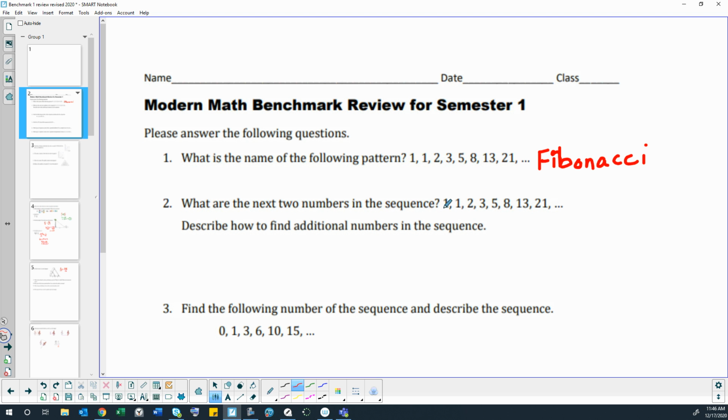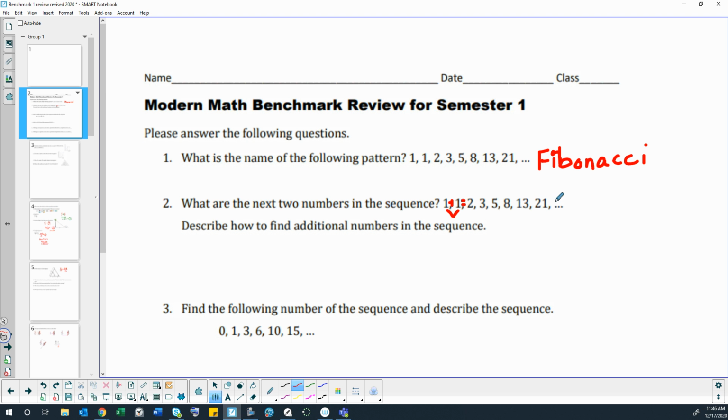Well, if you didn't read the book or do that assignment, you may not realize what's happening here. So let's look at it. We add two numbers together and we get the next number. So like 1 plus 1 equals 2, right? And then 1 plus 2 equals 3. And then 2 plus 3 equals 5. And then 3 plus 5 equals 8. 5 plus 8 is 13. 8 plus 13 is 21.